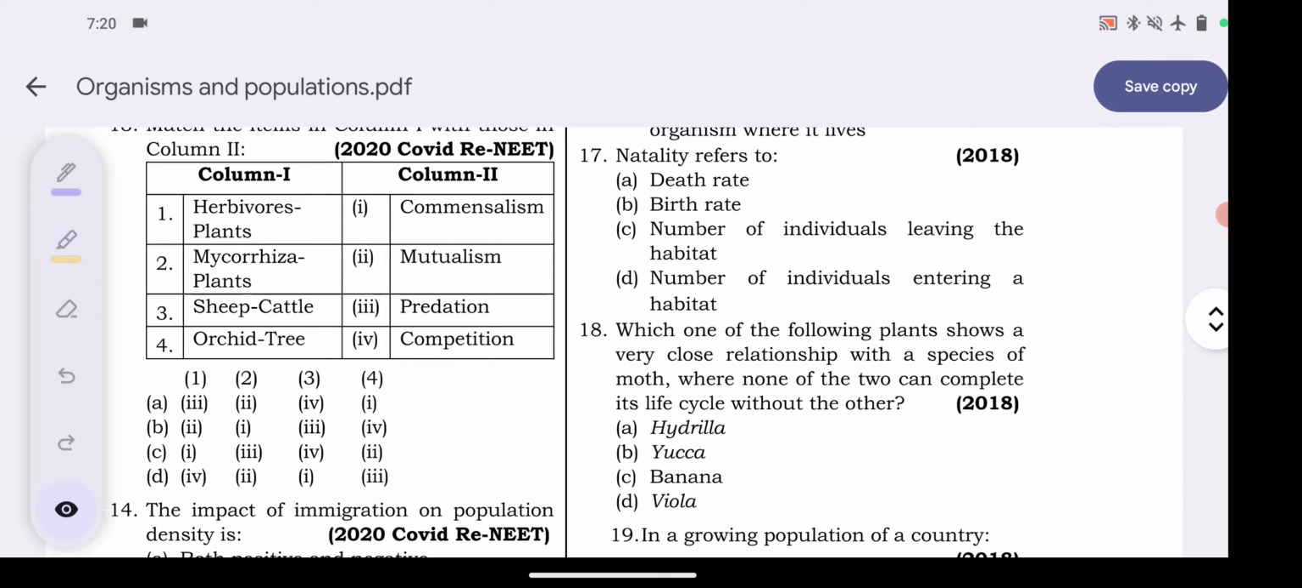So first of all, herbivorous plant is connected to predation. Mycorrhiza is connected to mutualism. Sheep and cattle connected to competition. Orchid tree, commensalism. So according to this, 3, 2, 4 and 1, option A is your answer. Okay, option A is your answer.